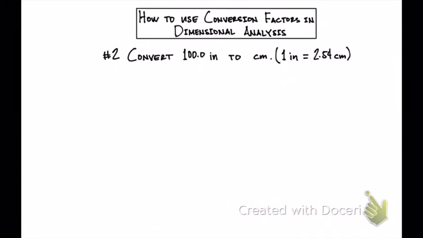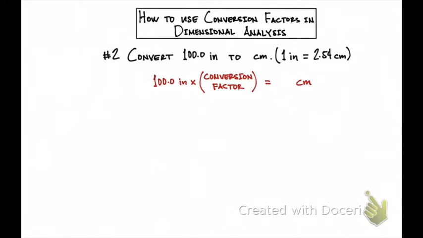Let's look at another example here by converting 100.0 inches to centimeters. And we know that 1 inch is equivalent to 2.54 centimeters. So the first thing that you want to do here is write down what's given, and we're given 100.0 inches. And you're going to multiply this by a conversion factor so that you get centimeters in the end. And again, there are two different conversion factors, 1 inch per 2.54 centimeters, or 2.54 centimeters per 1 inch.